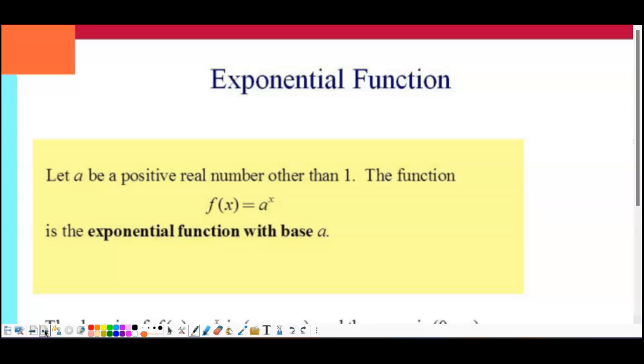So that kind of wraps up exponents and fractional exponents. Now we flow into growth and decay. So if the a value is a number other than 1, then we call that an exponential function.